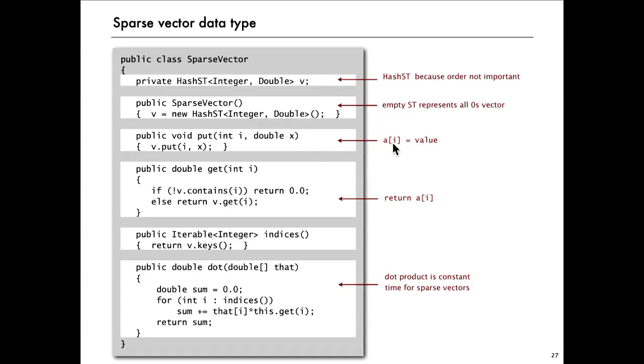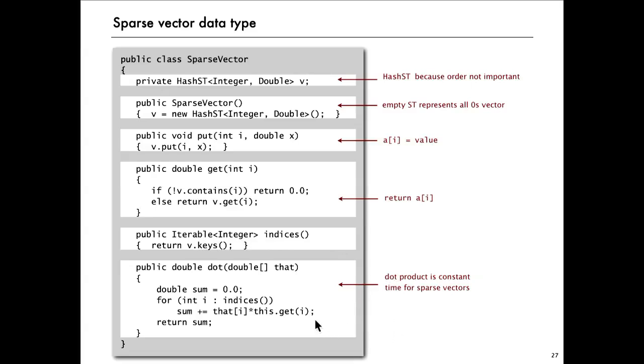So the put, which is to store a value associated with an index i, is just a put into that hash table, associating key i with value x, an integer with a double. And get returns 0 if the index key is not in the symbol table. As the whole point was, we don't represent zeros. Otherwise, it returns the value associated with the index. And the iterable just returns all the keys to iterate.